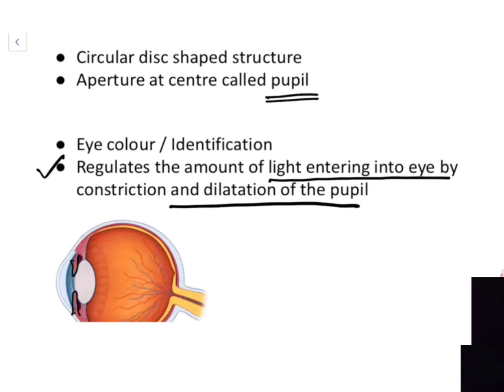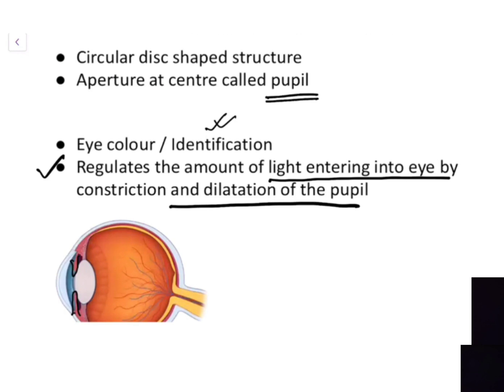Another thing that the iris does is that the color of the iris is an important identification feature of an individual, and also the iris pattern. Just like we can identify a person by his fingerprints, iris recognition is also another way for identification of the person. So eye color and identification is also another important function of the iris. Okay, so this is the anterior most structure in the middle vascular coat.